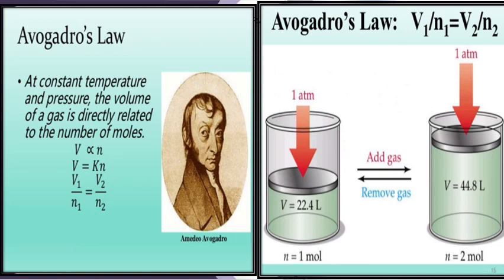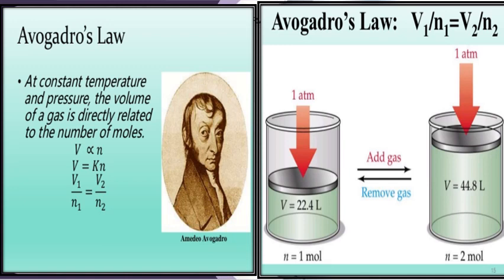Here we have Avogadro's law. Avogadro's law tells you the relationship between the number of moles and the volume of the gas particles, right? It says that at constant temperature and pressure, remember it, both the terms are kept constant, the volume of a gas is directly related to the number of moles. Means it depends upon the number of moles.